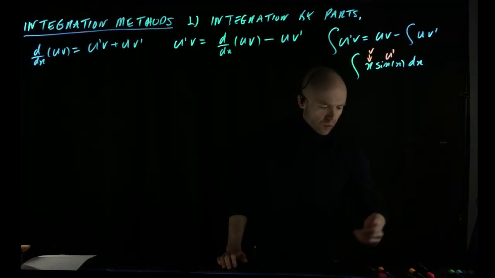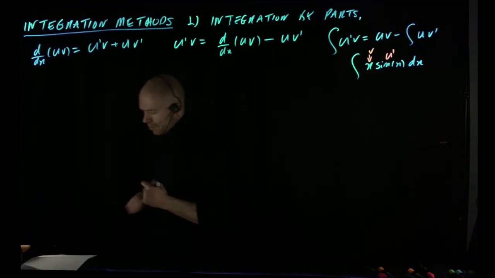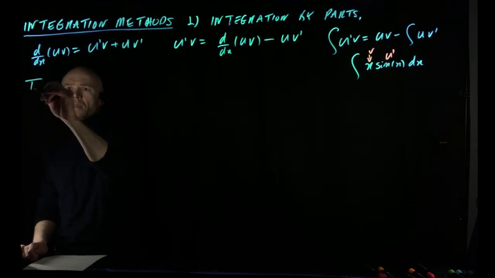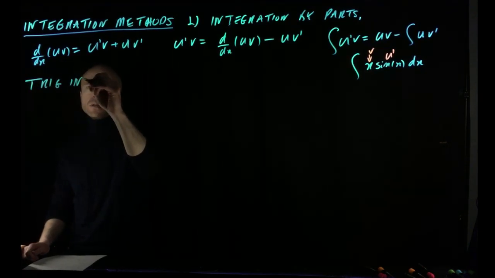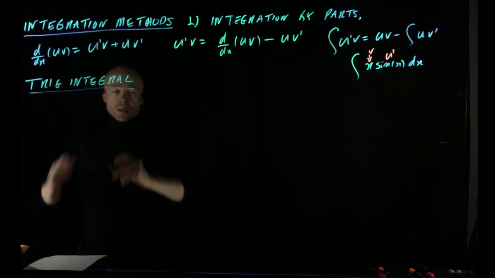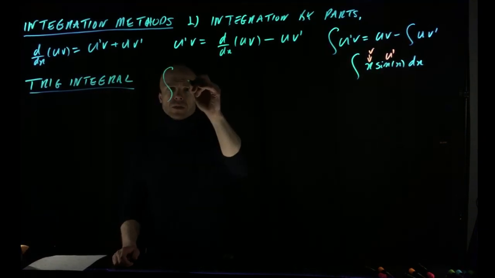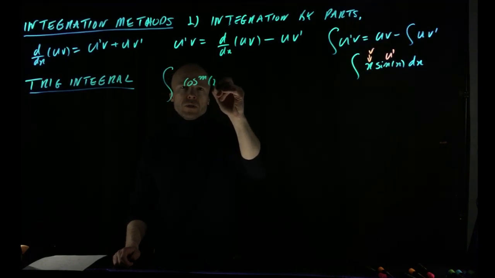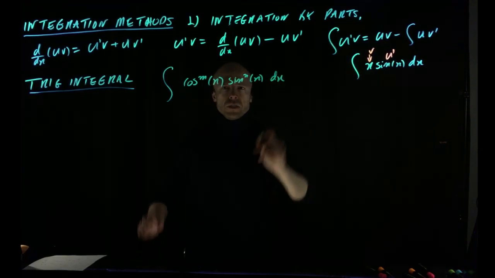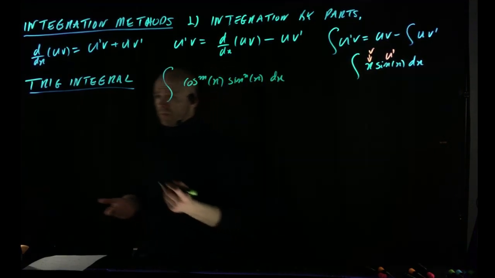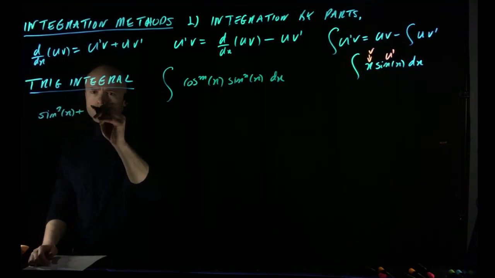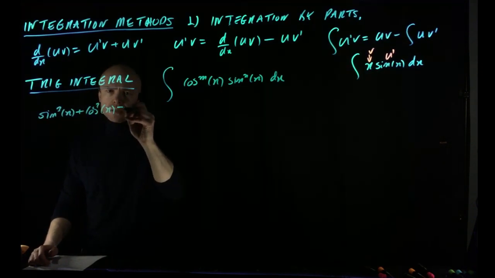So there's a lot of things we can integrate just by using this particular method. The next thing we learned was trig integrals. So this is when we had some kind of thing like this: cosine to the m of x, sine to the n of x, dx. And we want to integrate it. So we have a couple of things. We have this identity, sine squared x plus cosine squared x is equal to 1.